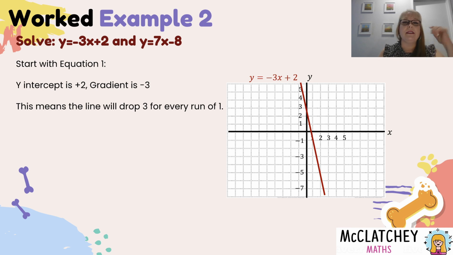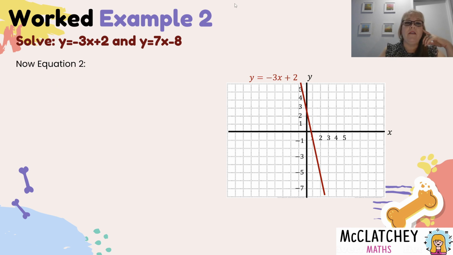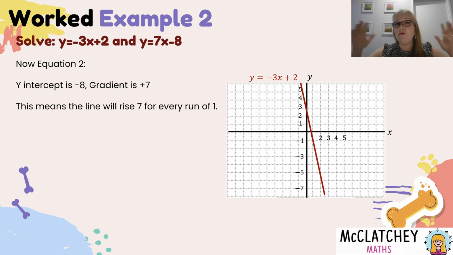Now it's time for our second equation. Having a look up here, I can see that I have a y-intercept of -8 and a gradient of +7, and what that means is rise over run. I'm going to rise 7 for every run of 1. It's going to be quite a steep graph.